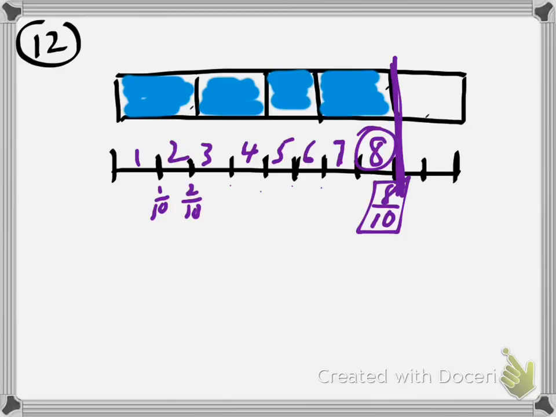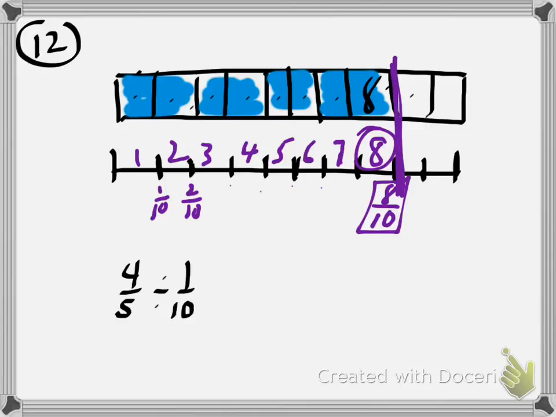So we could also see that if we took this and we divided this into tenths, so we just take fifths. So now we have 1, 2, 3, 4, 5, 6, 7, 8, 9, 10, and 8 out of the 10 are shaded in. So once again, 4/5 divided by 1/10.